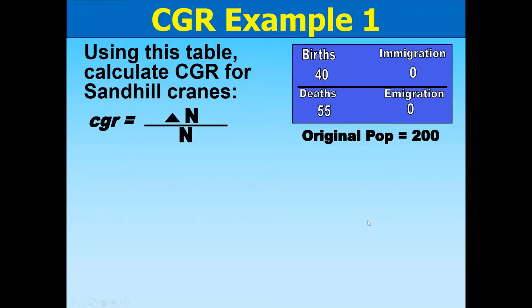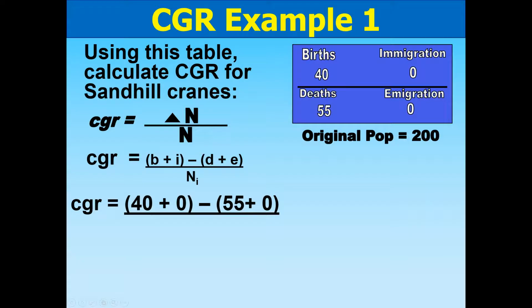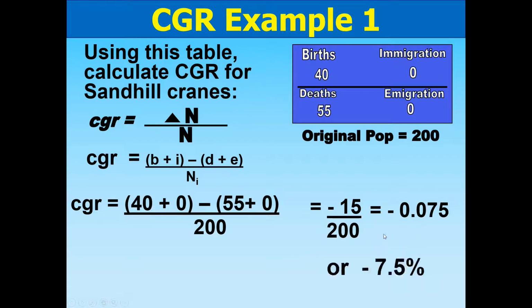Okay, let's try this question. We have births plus immigration minus deaths plus emigration divided by the initial number. We are given the births and the deaths and the initial number. So we're going to subtract 55 from 40 to get negative 15 divided by 200. And so our CGR is negative 0.075 or negative 7.5%.